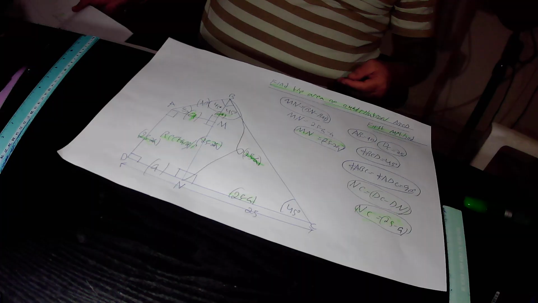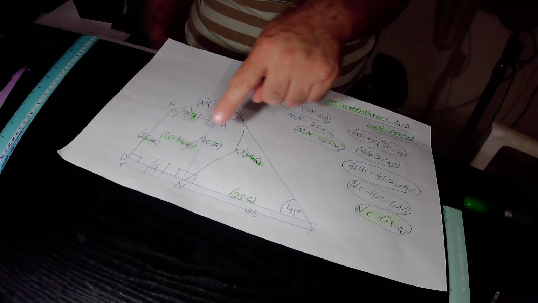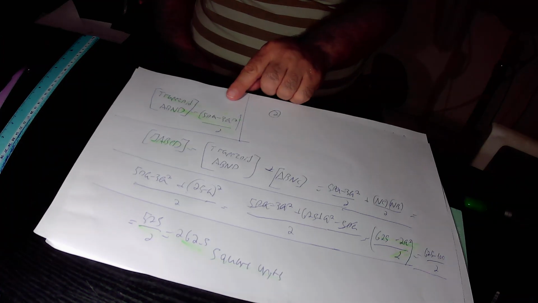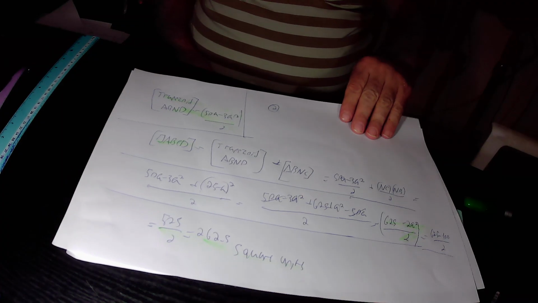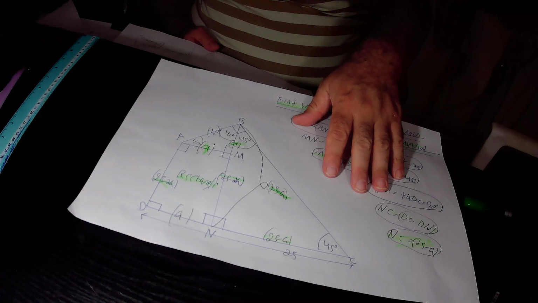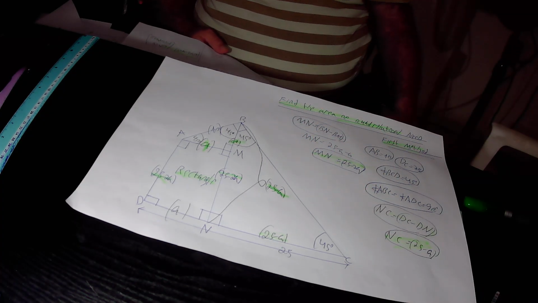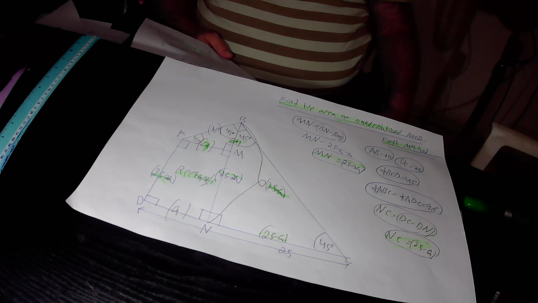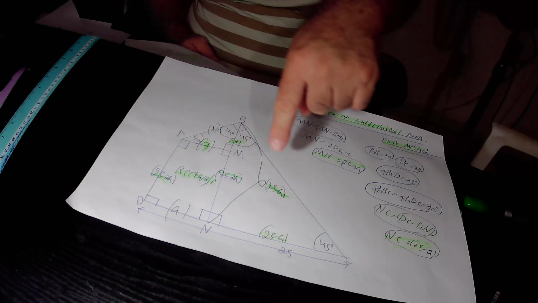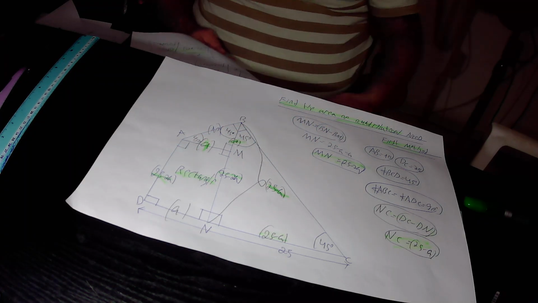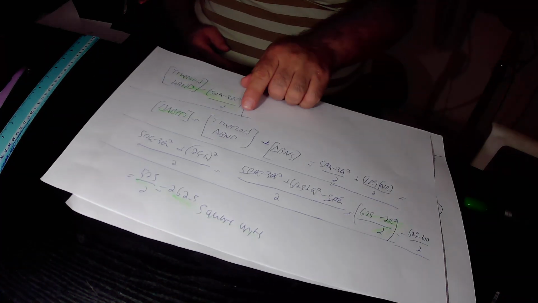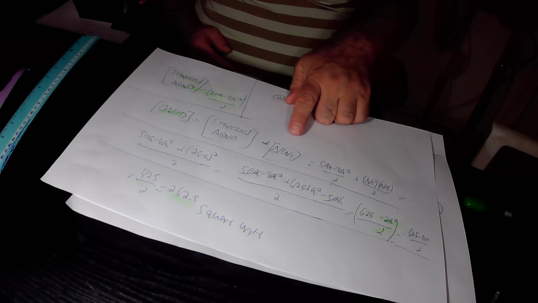Our task is to find the area of this quadrangle ABCD. It is very easy to see from the drawing that the area of quadrangle ABCD equals the area of trapezoid ABND plus the area of this right triangle BNC. Again, the area of quadrangle ABCD is equal to the area of trapezoid ABND plus the area of the right triangle BNC.